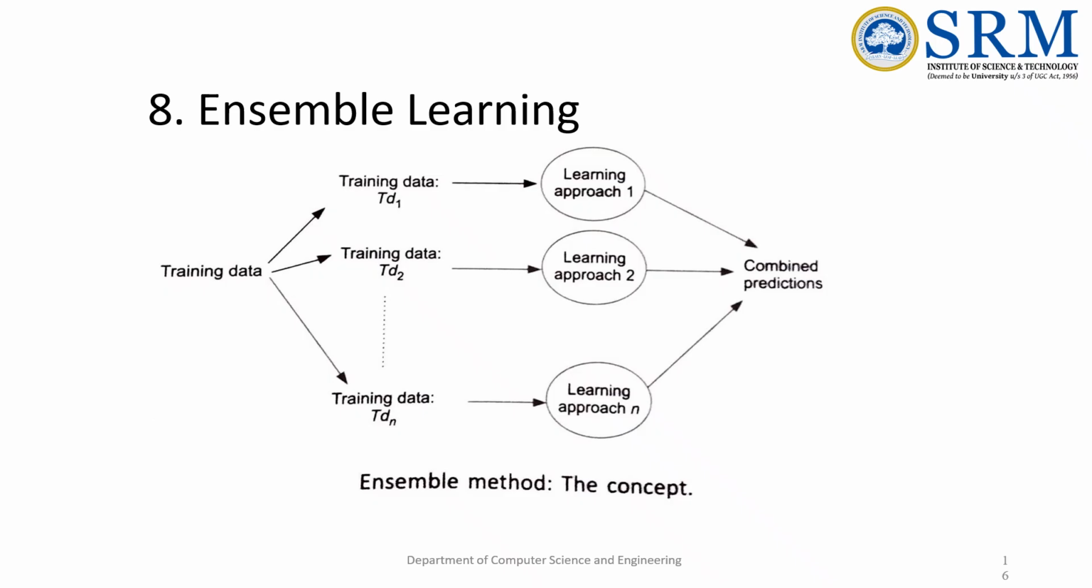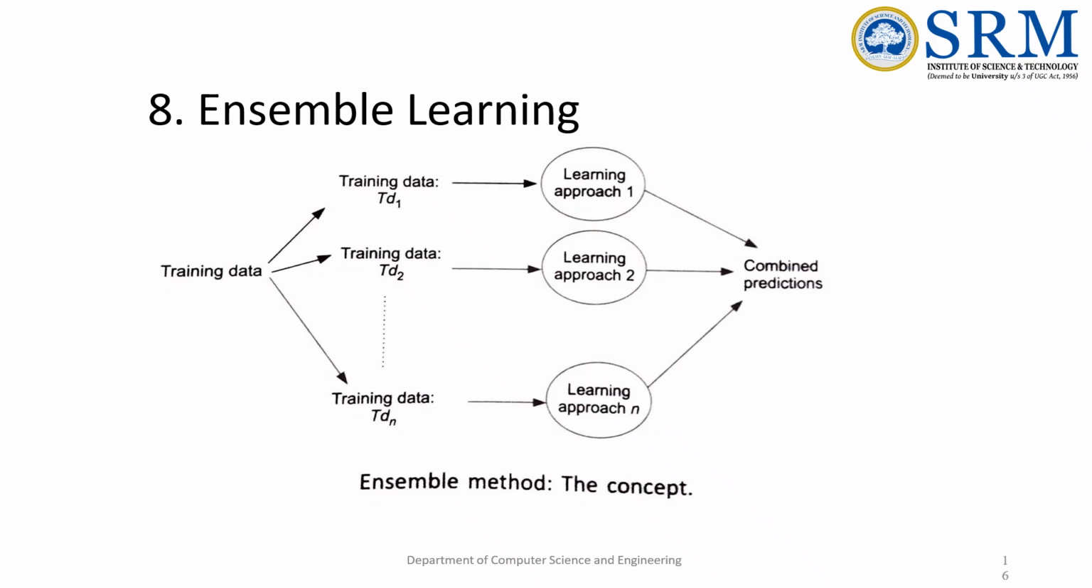A good example is student result prediction. The decision tree, SVM, and neural network models make predictions: decision tree and SVM predict pass, and neural network predicts fail. So pass gets 2 votes and fail gets 1 vote. The final output will be pass.